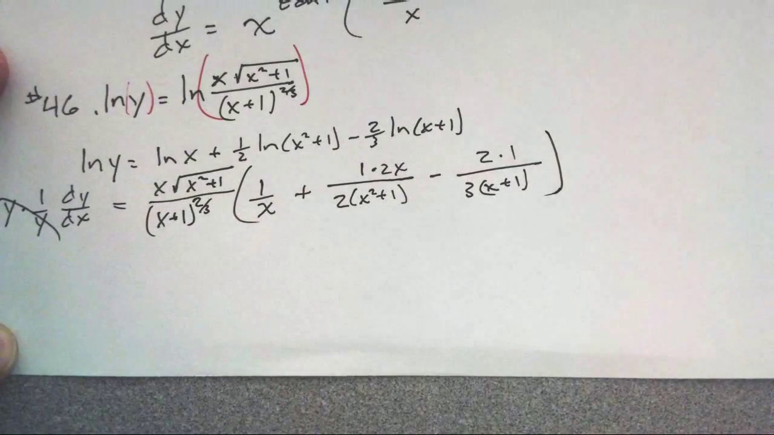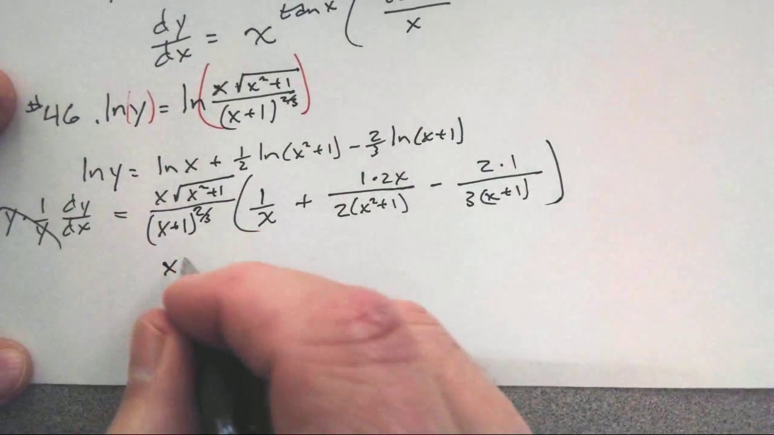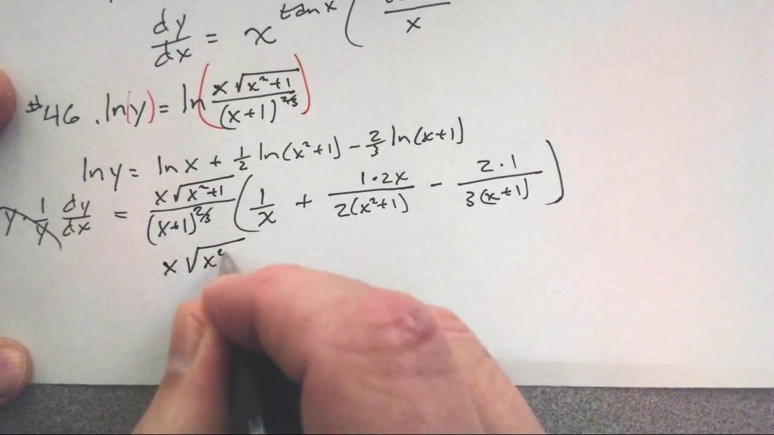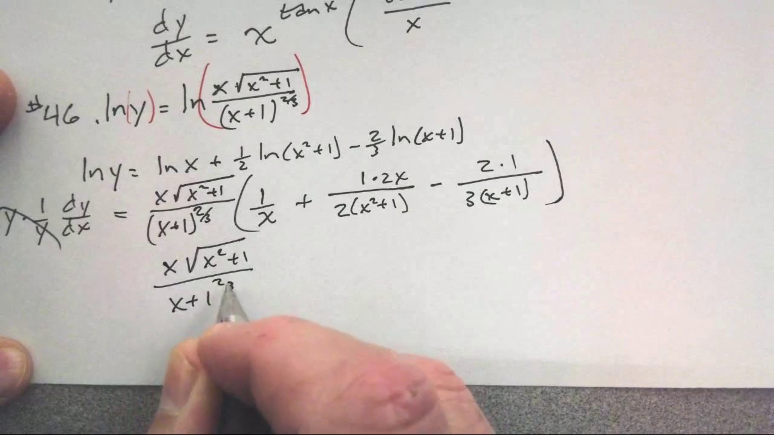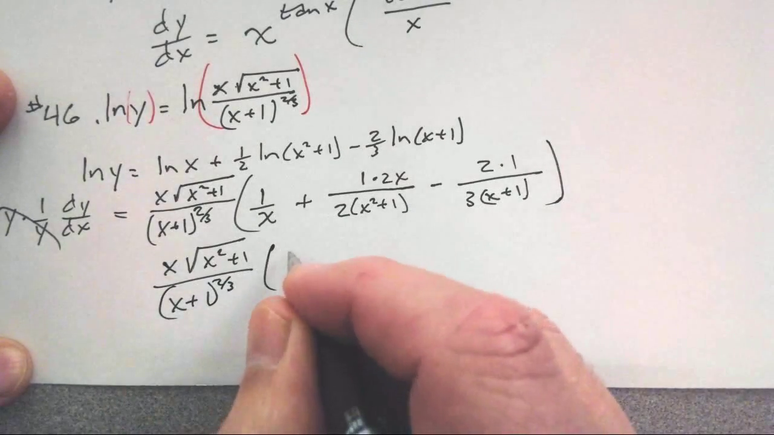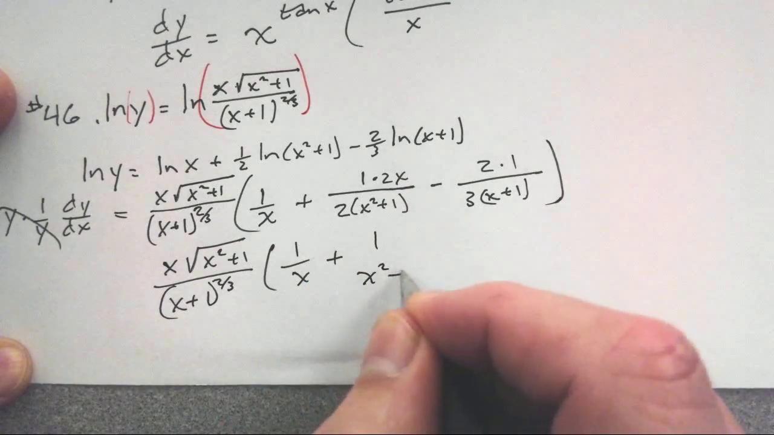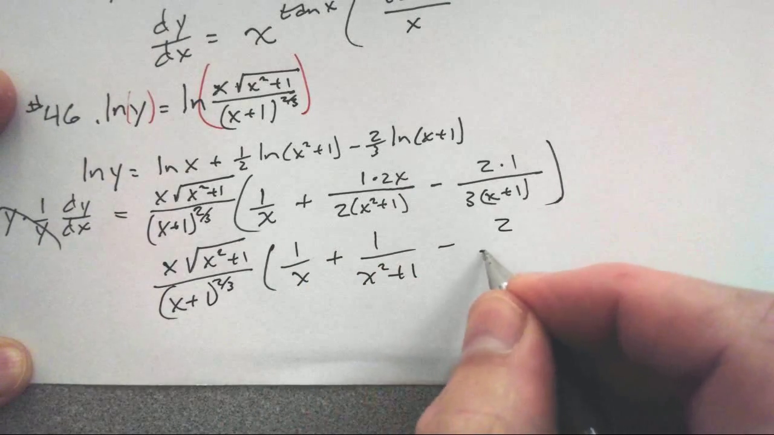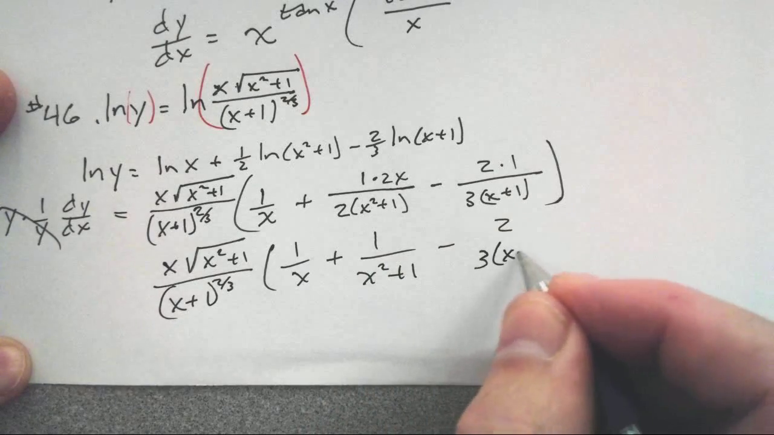If I multiply by that, I've got dy dx equals, the only thing I could do that remains on that is clean up that second term a little bit in the parentheses. And I get 1 on x plus the 2's cancel, 1 on x squared plus 1 minus 2 on 3. If you like, 3 times quantity x plus 1 or 3x plus 3.